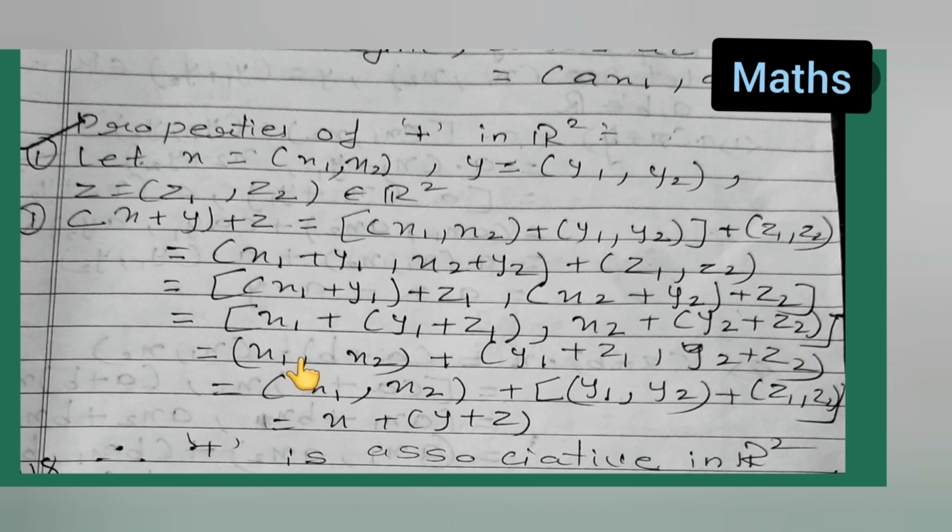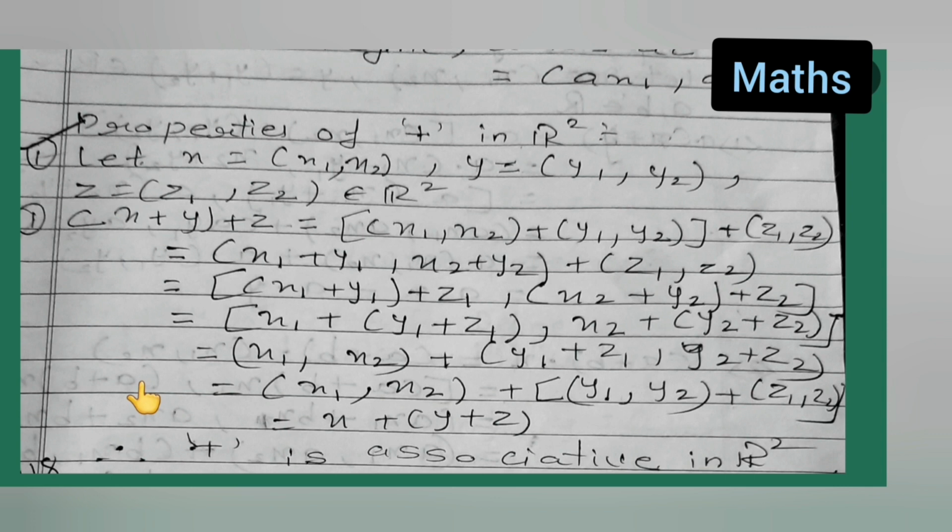Now this is equal to what? x1 comma x2, plus y1 comma y2 plus z1 comma z2. Now this is equal to what? x plus y plus z. So in this what we were doing is we were checking the associative property, and addition is associative in R2. You all can take down the final statement, and you all can start writing down.